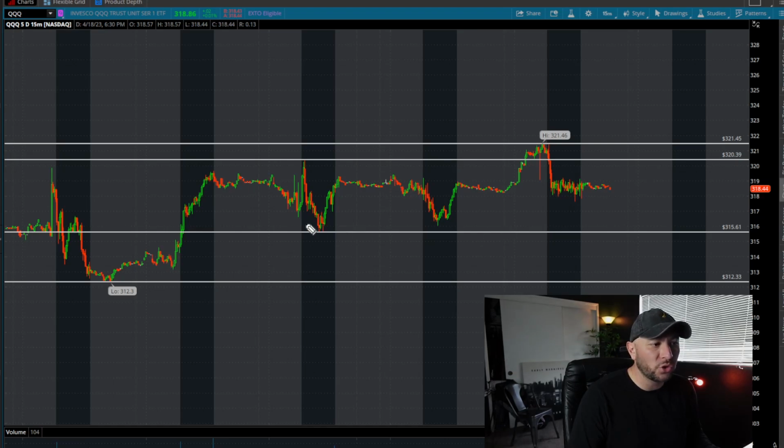Or if we're going to go short here, what we want to do is take out these two lows. If we can get down below the 315.60s, take out those lows, what we want to see is a bounce back into this zone, get rejected, and as soon as we confirm the new lows, we want to take that short position into 312.33. That's exactly how you can day trade these supply and demand zones, whether you're an experienced trader or a beginner trader.